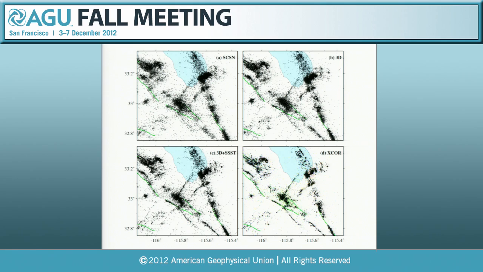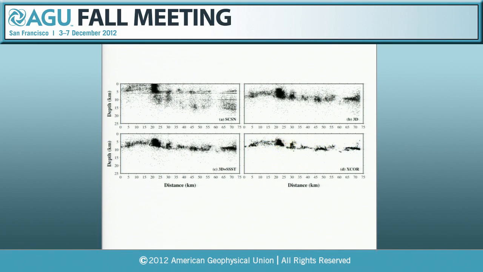So just in this case, you can see, for example, this wide zone of seismicity called the Brawley seismic zone. You can now see it's a series of conjugate faults along here. If we look at a cross-section along the Brawley seismic zone, we can see we also get a considerable improvement in the depth of the events. So the original catalog locations are widely scattered in depth, but you see at the end the seismicity is confined to a very narrow depth range.